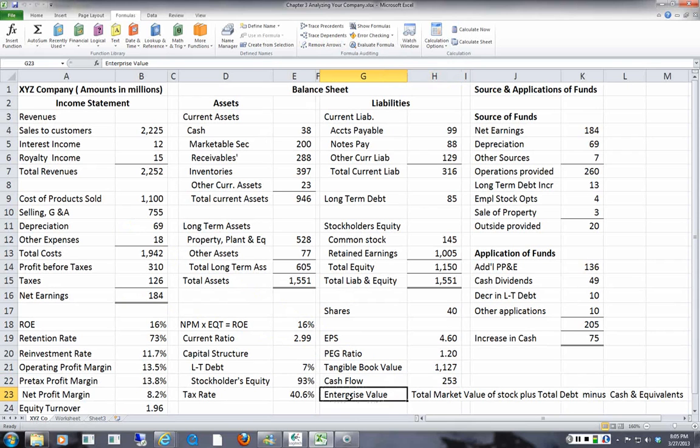Now, enterprise value is the total market value of stock plus debt minus cash and equivalents. I don't know the market value of stock, it wasn't given to us, so I really couldn't calculate it, but you're going to take the number of shares and multiply that by the stock price, which will come up with the market value of stock, plus the total debt, which in this case is 85, minus cash of 38 and marketable securities of 200. So that's how that would be calculated.